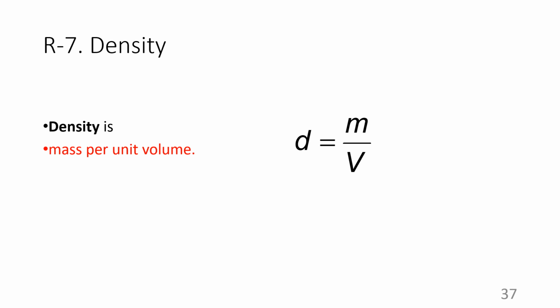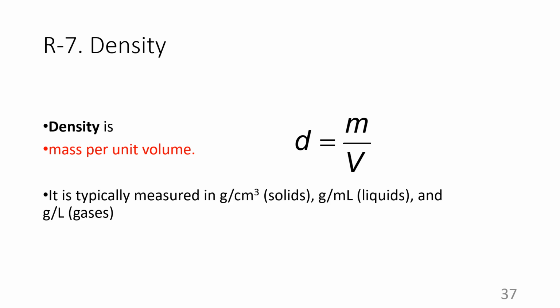We're going to look more closely at the derived unit density, because this is a physical property of substances and it's useful in identifying various substances in chemistry. Density, as we said earlier, is mass per unit volume. We typically measure it in grams per cubic centimeter, and that is the same as grams per milliliter. So a cubic centimeter and a milliliter are the same thing. For gases, because they're so much less dense, those tend to be expressed as grams per liter.